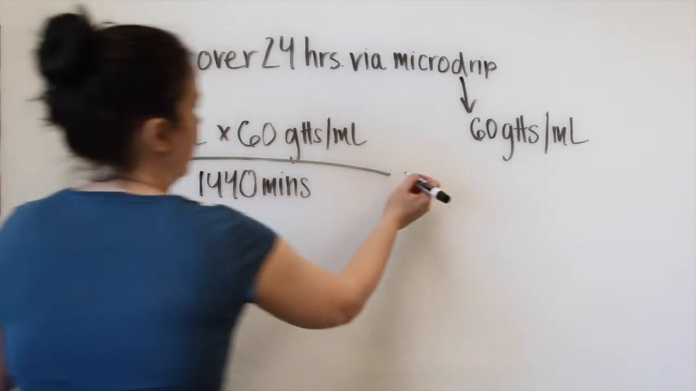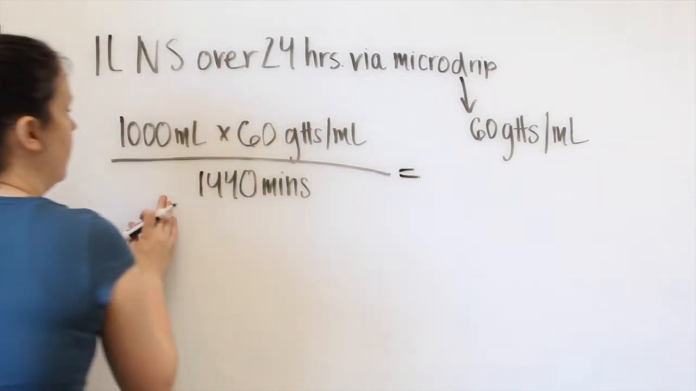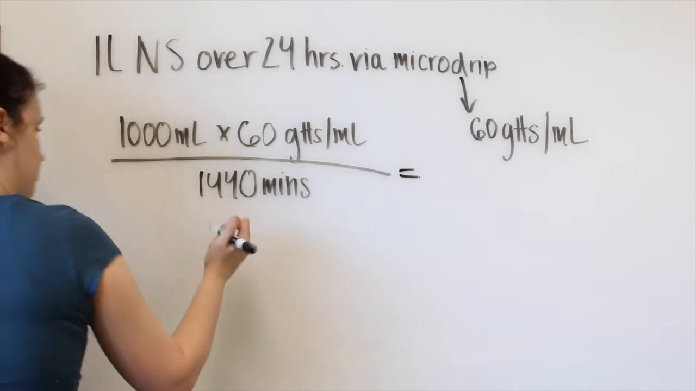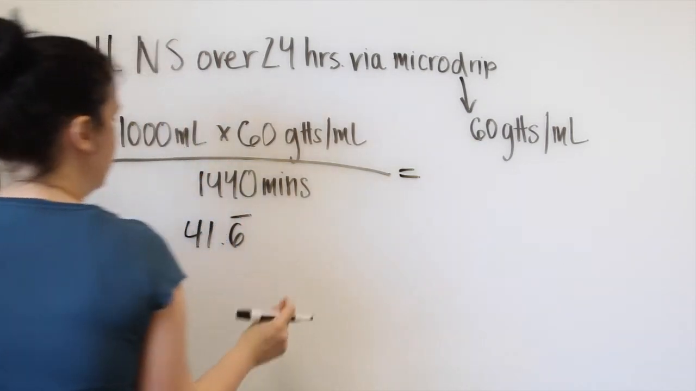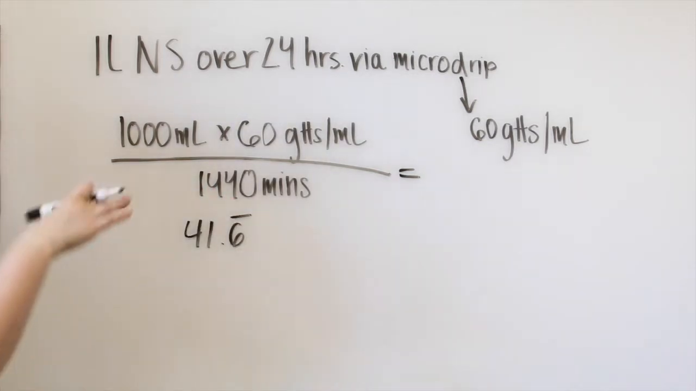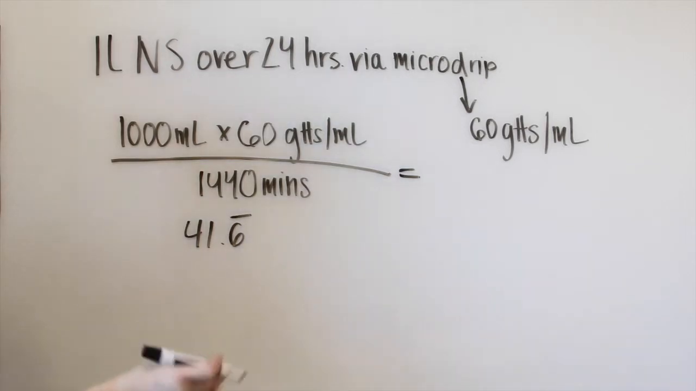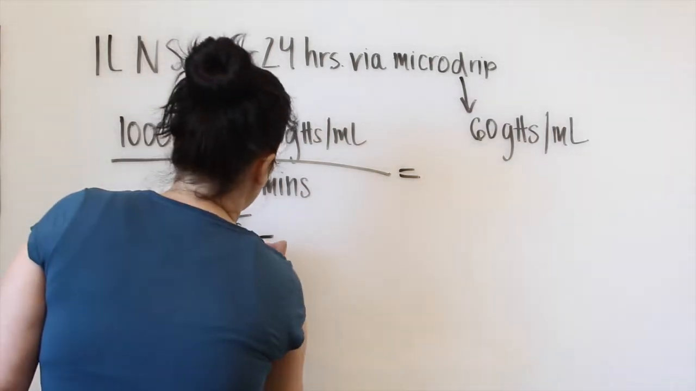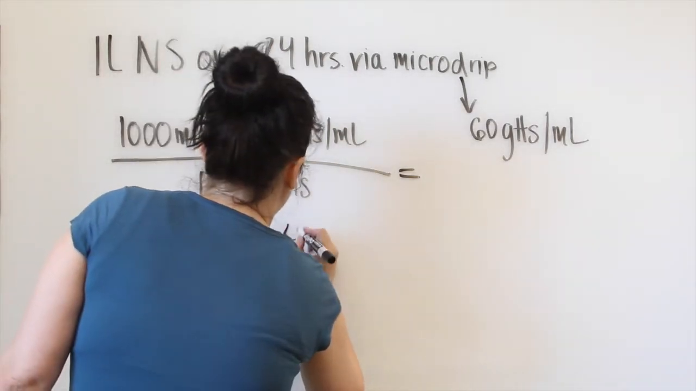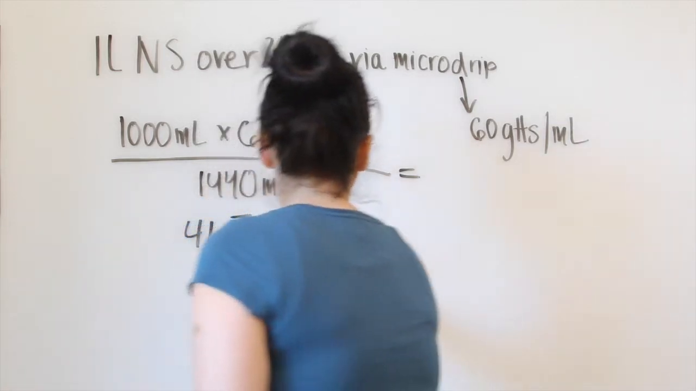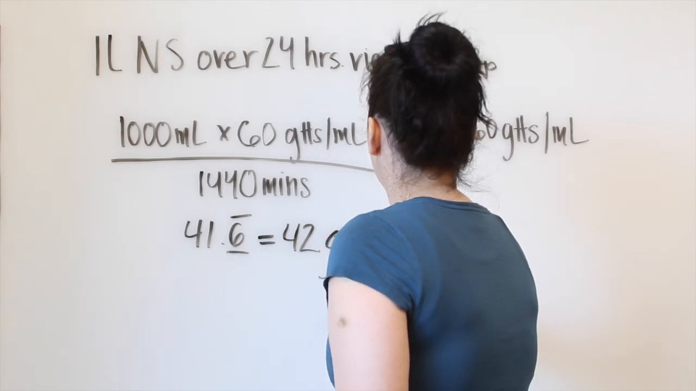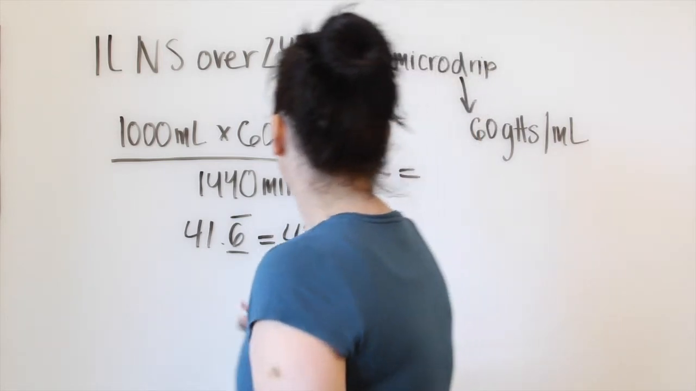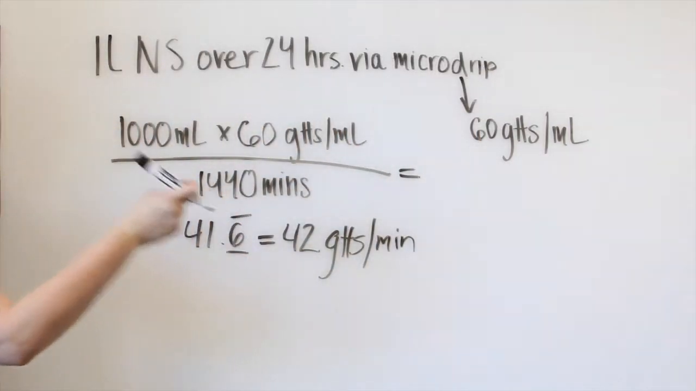So working that out, you get a completely random number again. You should have 41.6 repeating, so 41.66666. And again, you can't figure that out. So because it's 6, we're going to round up to 42. And we get 42 drops per minute.